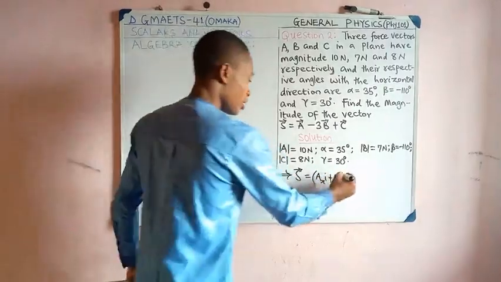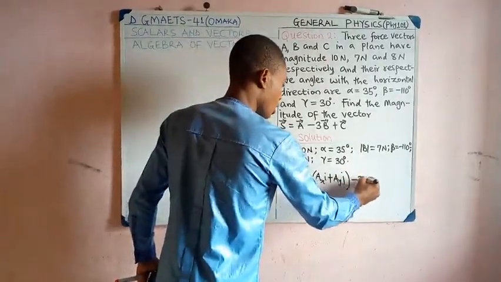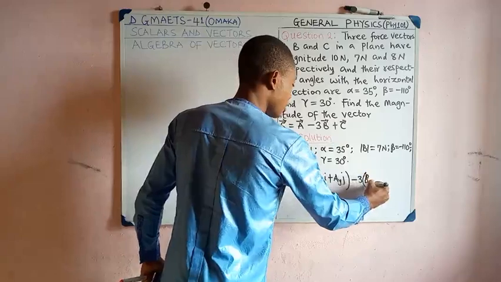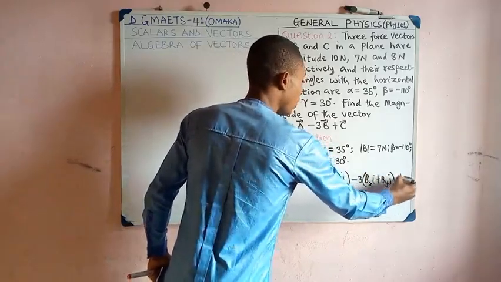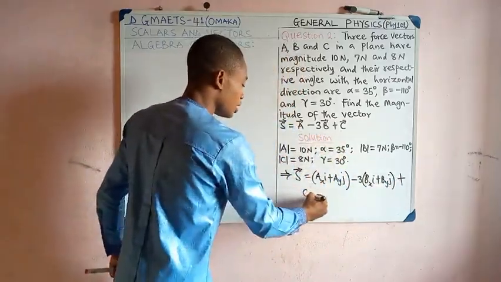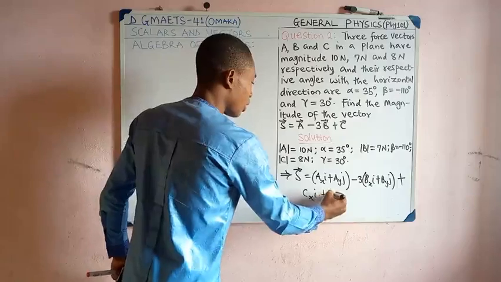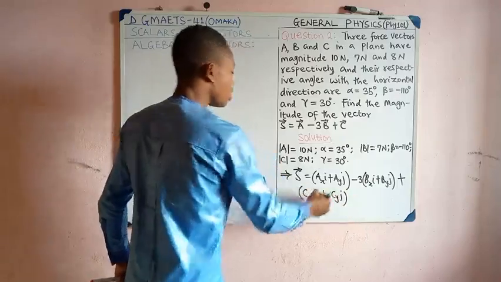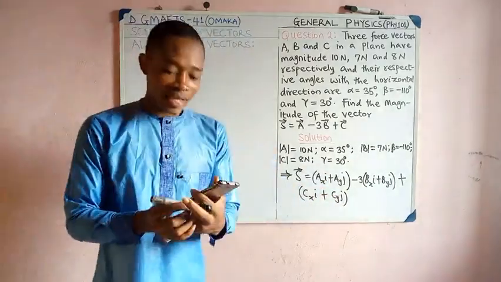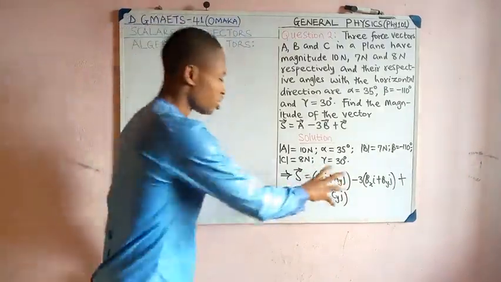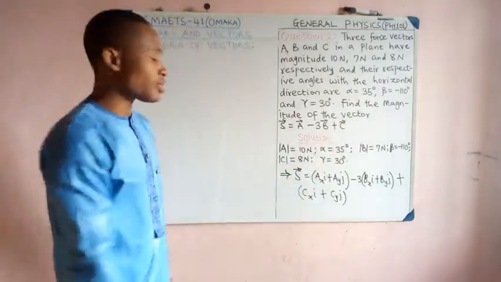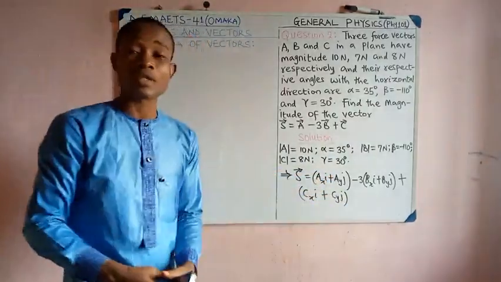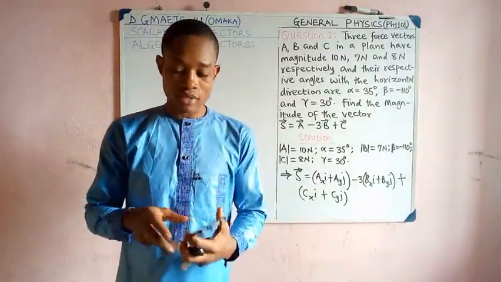Is that okay? Then minus 3 open bracket BXI plus BYJ. Then plus, we'll come to C, CXI plus CYJ. So this is just what we need for this question. Get the rectangular coordinates, the Cartesian coordinates, from the polar coordinate value given to us. Is that okay? And then substitute here. That will now allow you to do plus and minus of the vectors as the case may be.